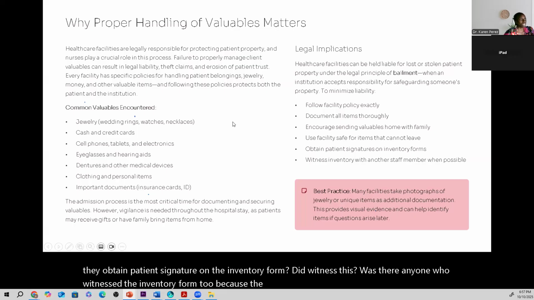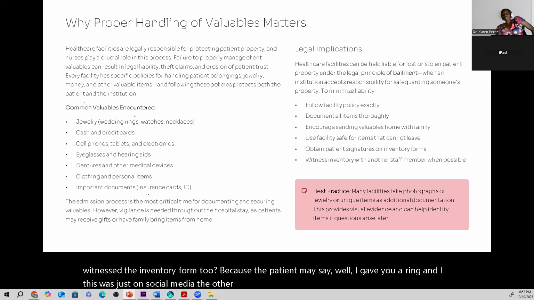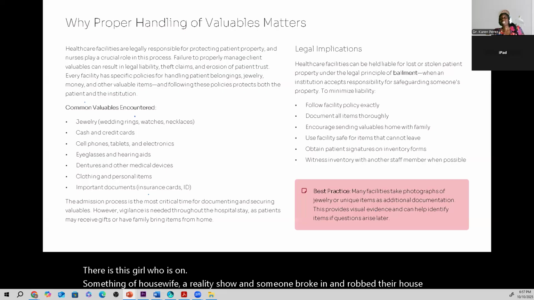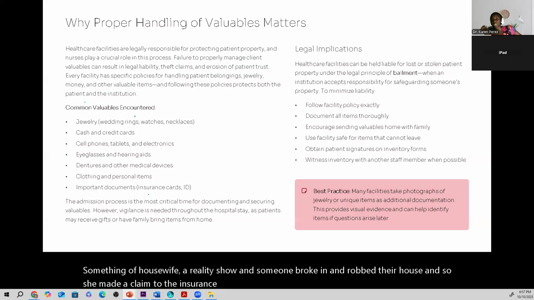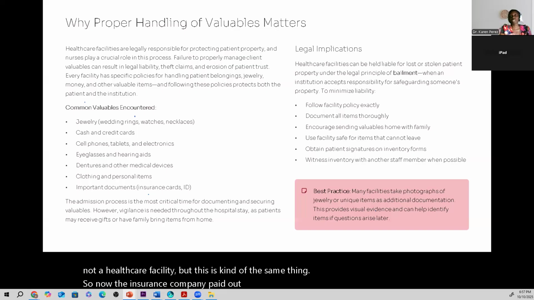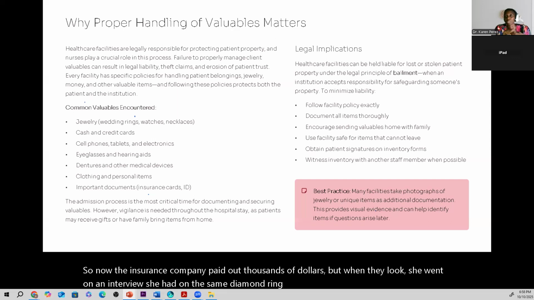Because the patient may say, well, I gave you a ring. And this was just on social media the other day. Just today, there is this girl who is on one of the Housewives reality shows, and someone broke in and robbed her house. She made a claim to the insurance company that her diamond ring was stolen. Well, this is not a healthcare facility, but it's kind of the same thing. The insurance company paid out thousands of dollars, but when they looked, she went on an interview wearing the same diamond ring that she said was missing.